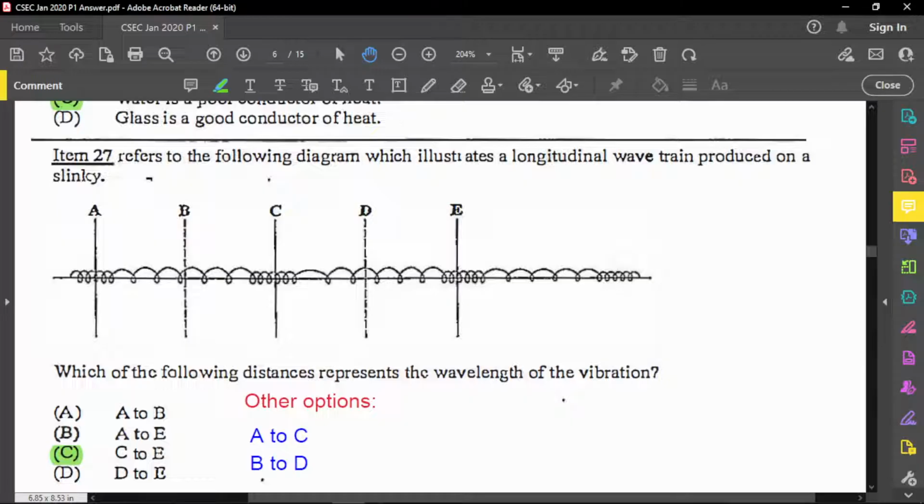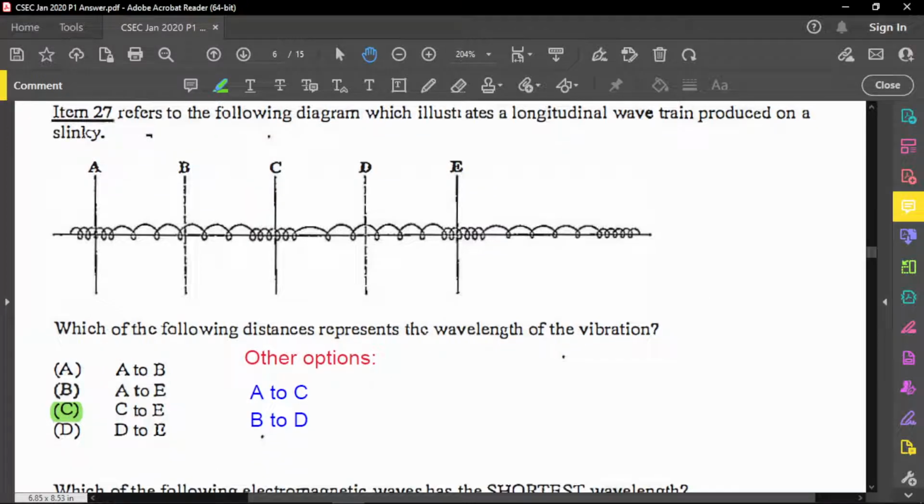All right, so item 27 refers to the following diagram, which illustrates a longitudinal wave train produced on a slinky. It says, which of the following distances represents the wavelength of the vibration. A point to note: when you talk about wavelength, it must be two equal consecutive points along the path of the wave. And so to get a wavelength, we have three options. However, they only gave us one. And so based on what they have, it is C to E.